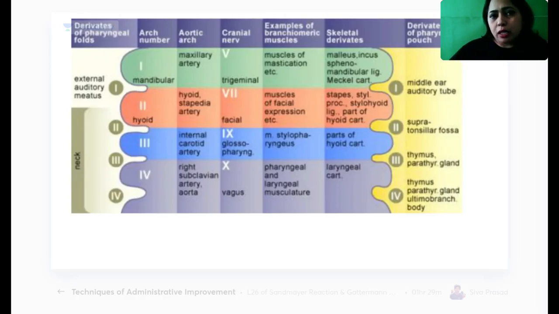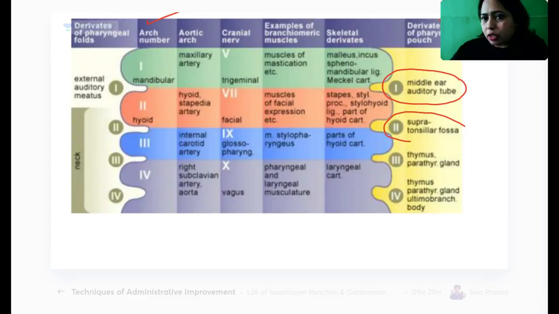Now let's see. So these are the arches and these are the pouch derivatives, and you can see this is very important. The pouches, the first pouch, what does it give rise to? It gives rise to the middle ear and auditory tube. The second one gives rise to the supratonsillar fossa. Then the third one will give rise to parathyroid and thymus. The third one will give rise to the inferior parathyroid. Okay, and the fourth one will give rise to the superior. Superior is below, inferior is above.